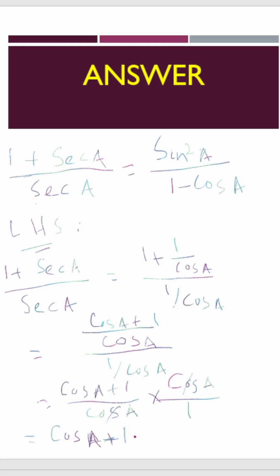So this is what we get from the LHS. Don't be scared if cos A plus 1 is not visibly equal to sine square A by 1 minus cos A. This is what we have to find out, but see that this is what we found by solving it. Now we have to solve the RHS. If we get cos A plus 1 again, then the LHS becomes the RHS. Hope you understand it. Then let's solve the RHS part.